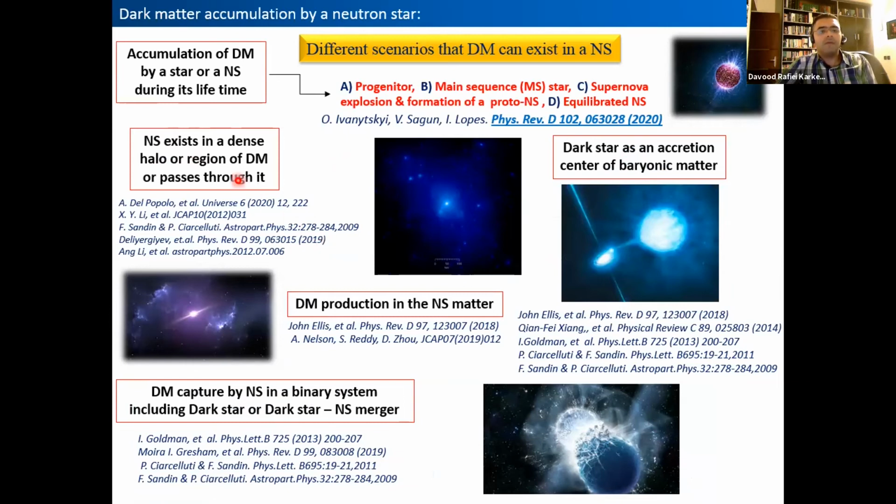As you can see, there are different scenarios in this regard. For example, accumulation of dark matter by a star or neutron star during its lifetime, which my colleagues have done a very nice estimation for. For example, neutron star exists in the dense halo region of dark matter or passes through it, or a hypothetical object like dark star that can be an accretion center for baryonic matter, dark matter production in neutron star, or dark matter captured by neutron star in a binary system, including dark star or dark star neutron star merger.